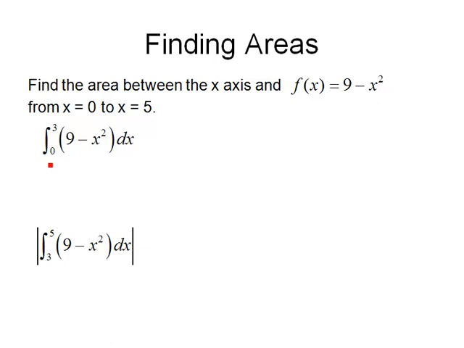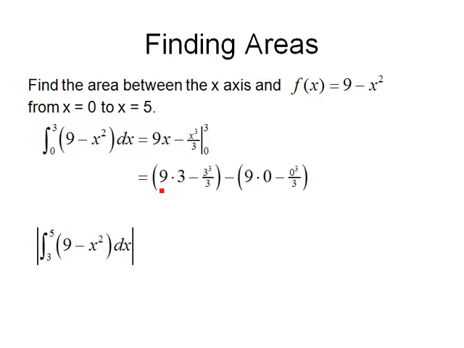So let's start with the definite integral from 0 to 3 of 9 minus x squared. What I need to do here is find the antiderivative and then evaluate it from 0 to 3. So the antiderivative of 9 minus x squared is 9x minus x cubed over 3. And now I need to evaluate that at 3 and 0. So I'm going to plug those numbers in and then subtract.